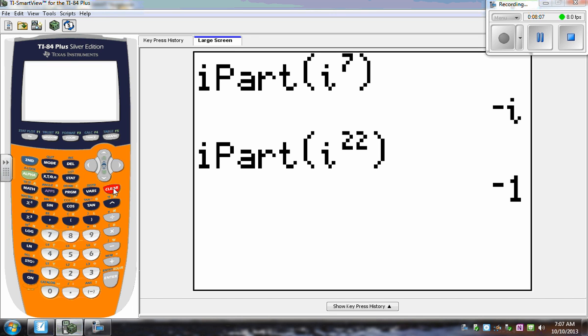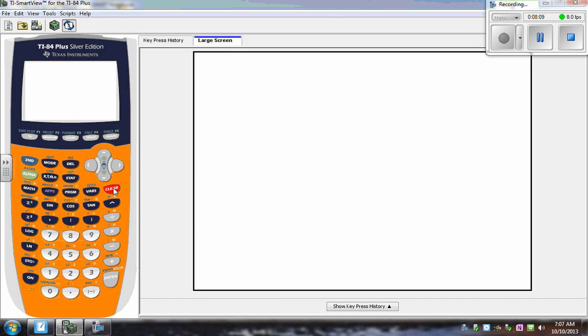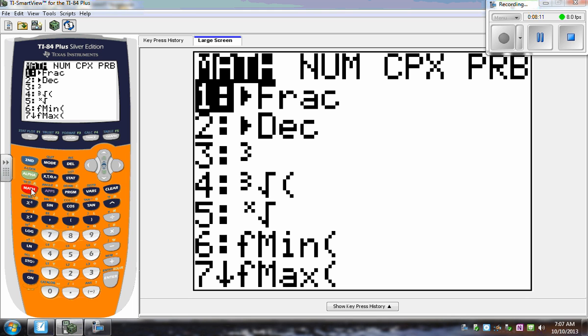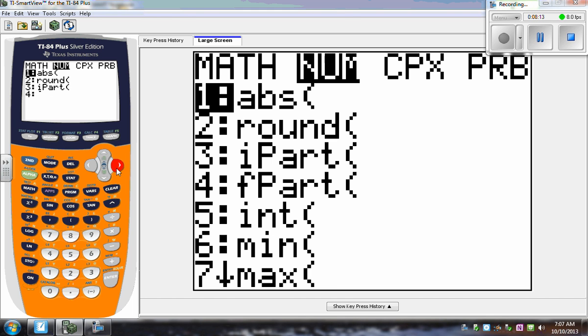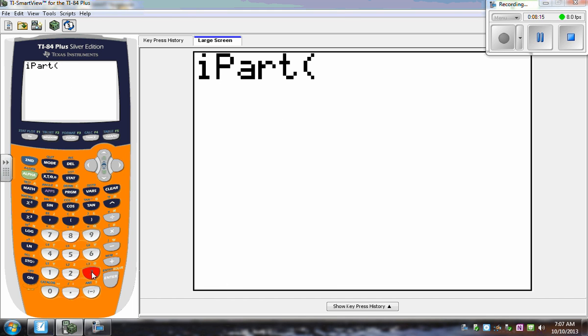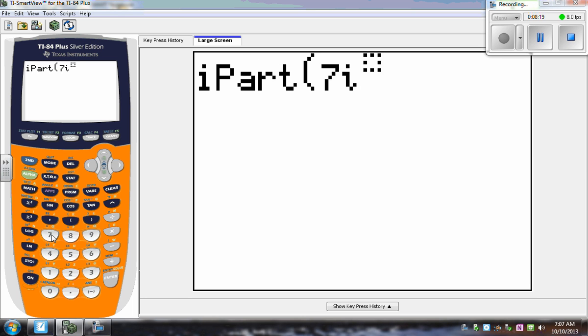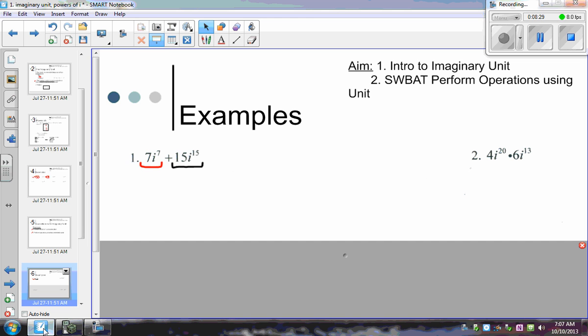So again, it's basically a calculator feature. We're going to go math, iPart, and we can actually type into the parentheses this time 7i to the 7th. When you hit enter, it will calculate that out for you. In this case, we see that that value is equal to -7i.